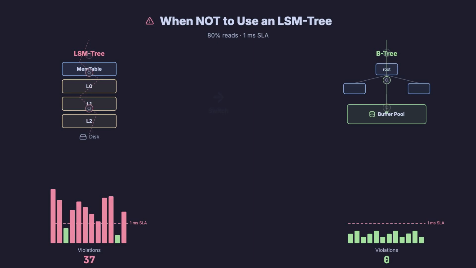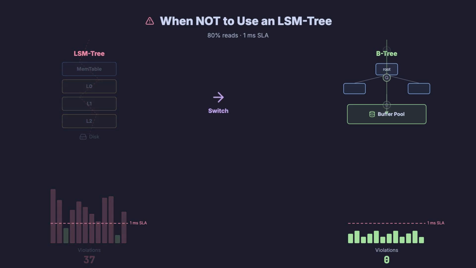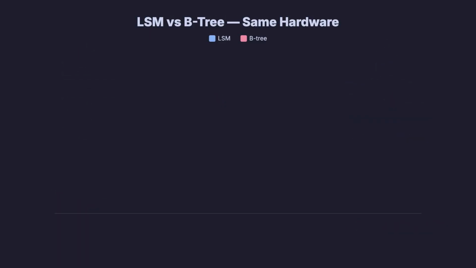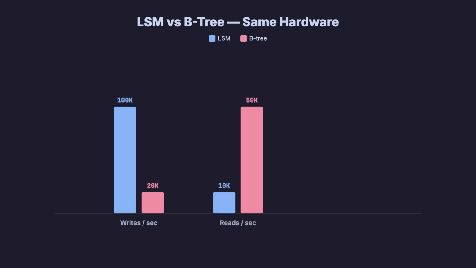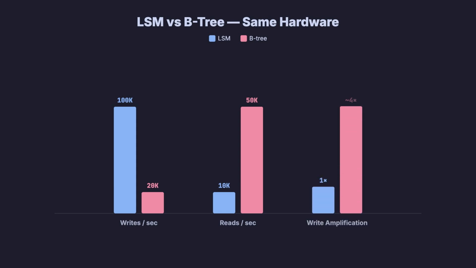I've seen teams choose RocksDB for a metadata store with 80% reads and 20% writes, and they kept chasing tail latency until they switched to a B tree. In raw numbers, a well-tuned LSM might give you 100,000 writes per second and 10,000 reads, while a B tree gives 20,000 writes and 50,000 reads on the same hardware. The write amplification on a B tree is 3 to 5 times higher due to page splits and random writes, while an LSM keeps write amplification low by only rewriting data during compaction. There's no magic, it's a physical consequence of the data layout.